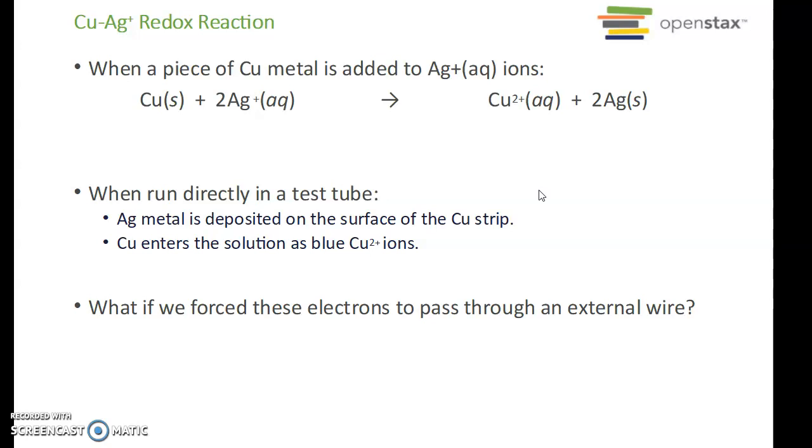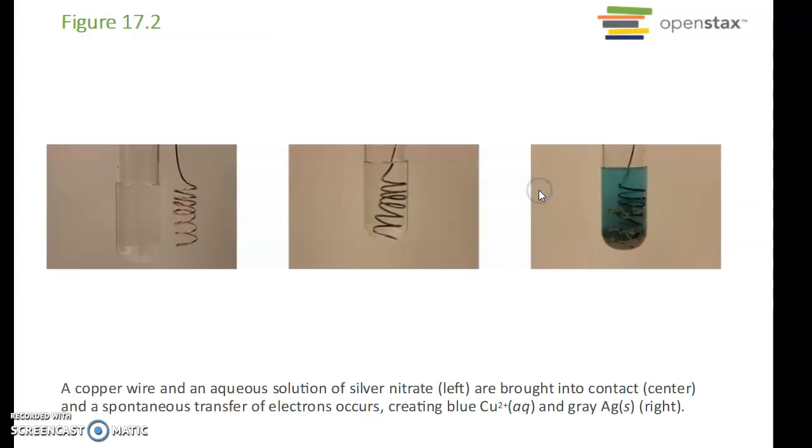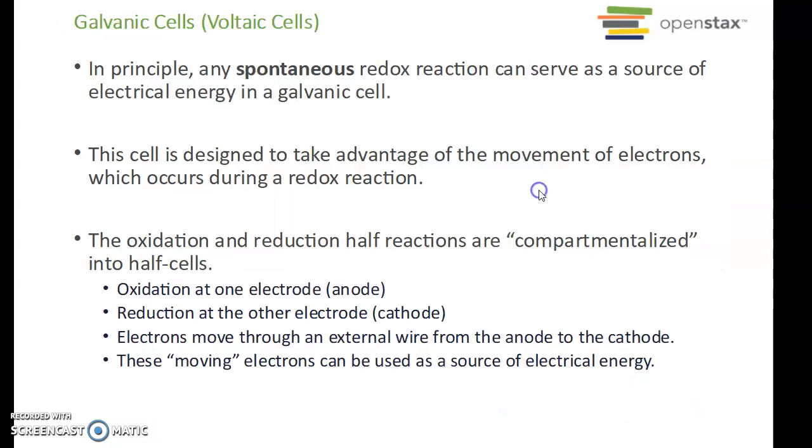You can force electrons to pass through external wires too. Here we have copper wire in an aqueous solution of silver nitrate, and both reactions are happening in the same exact cell. But when we're talking about galvanic cells, most of the ones for these redox reactions occur in two separate cells. In principle, any spontaneous redox reaction can serve as a source of electrical energy in a galvanic cell, designed to take advantage of the movement of electrons that occurs during that reaction.